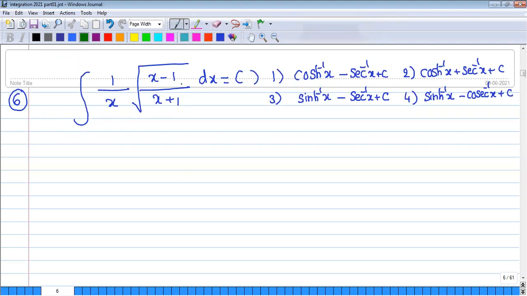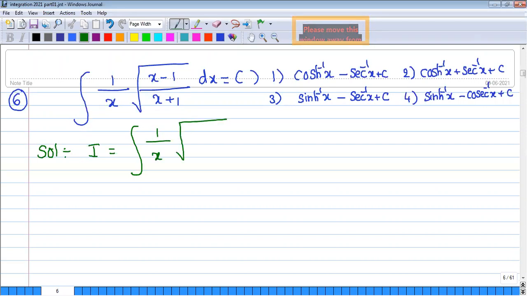Here multiply both numerator and denominator with the root of x minus 1. Root of x minus 1 into root of x minus 1, this becomes x minus 1. Root of x plus 1 into root of x minus 1, that becomes root of x square minus 1. This is the integral of one upon x, root of x minus 1 upon root of x plus 1 multiplied with the root of x minus 1 upon root of x minus 1 dx.